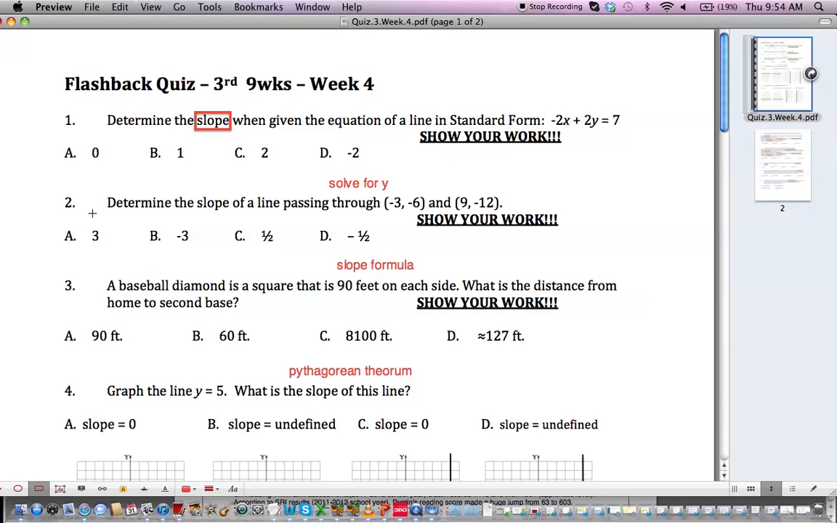Okay? Number 2, determine the slope of a line passing through (-3, -6) and (9, -12). Show your work. Again, here you use the slope formula. You know that slope formula by heart: y2 minus y1 over x2 minus x1. So use the slope formula to find the slope. Looking for slope there too.